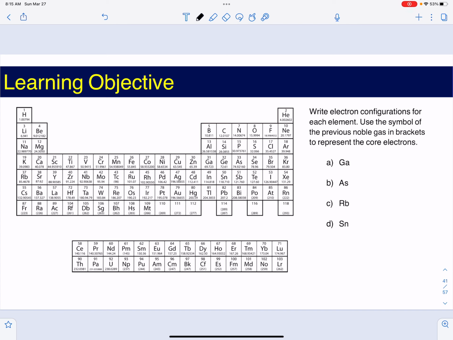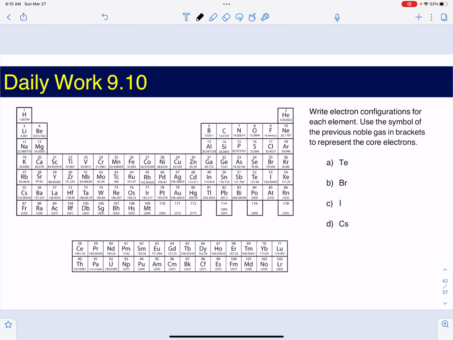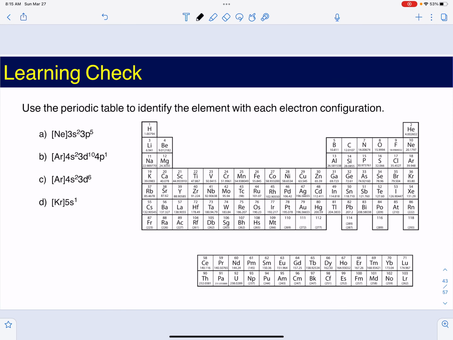Actually, this is the one I was planning to show you. So you don't have to do that. We already did that, so we're not going to do it again. We did the concept of noble gas configuration. So you can work on this one. And once you're done with that one, let's see what we have on this one.